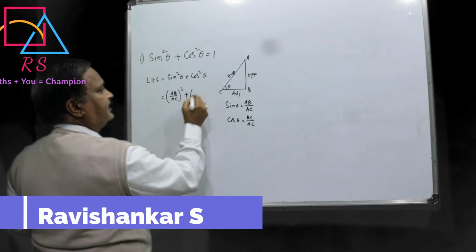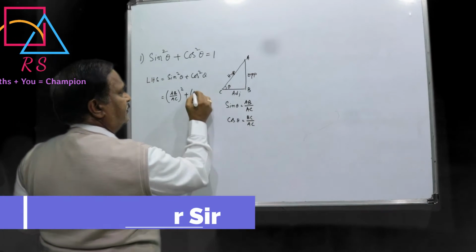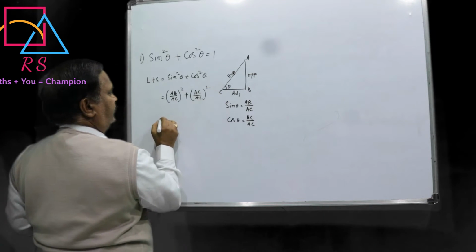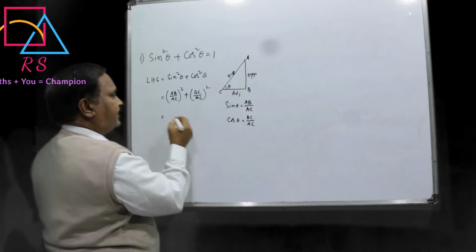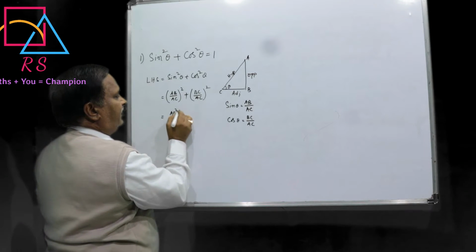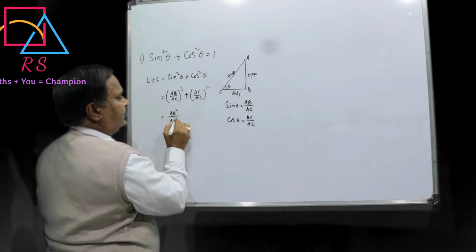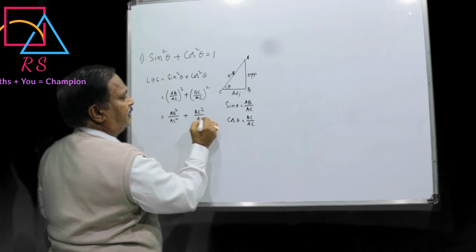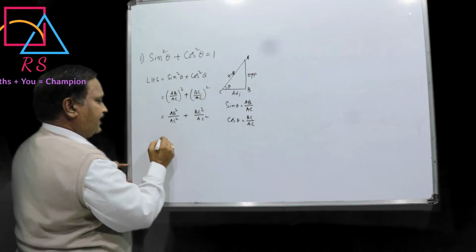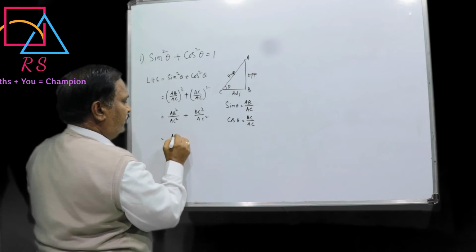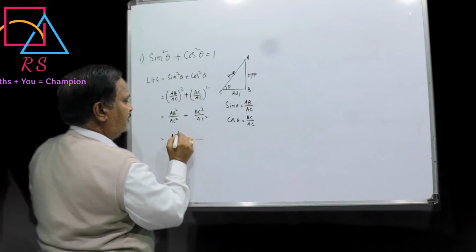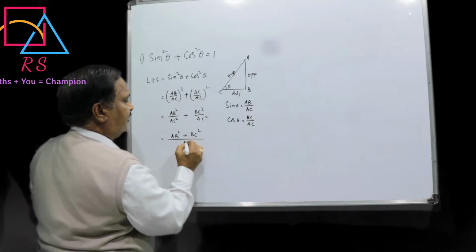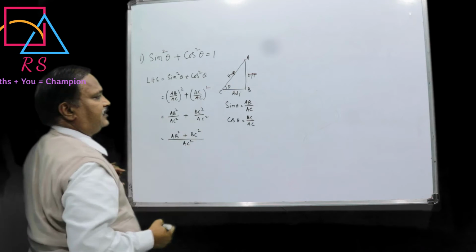Now cos theta definition is adjacent side upon hypotenuse, that is BC upon hypotenuse AC. So replace cos square theta with BC by AC whole square. Square it, so you get AB square upon AC square plus BC square upon AC square. As the denominator is the same, we will add the numerators: AB square plus BC square by AC square.